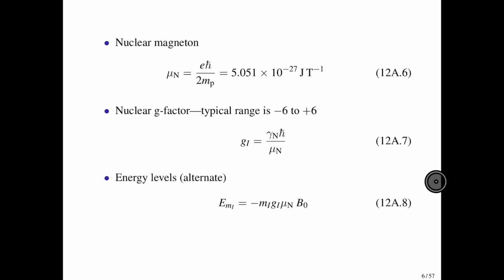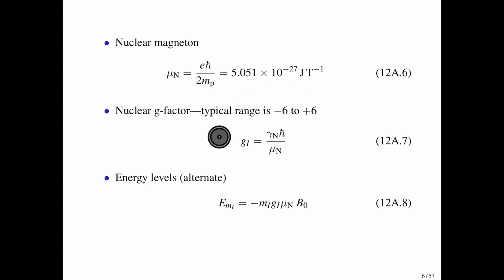On this slide, we're doing a little bit of unit play here, which is discussed in the textbook, but I just wanted to go through it a little bit. What we're doing here is coming up with an alternative formula for the energy levels using different quantities. So we introduce the quantity mu n, which is called the nuclear magneton. It depends upon the fundamental charge, h bar, and the mass of the proton. So this is a constant. It takes on this value. It has units of joules per Tesla. Recall that Tesla is the unit of magnetic field.